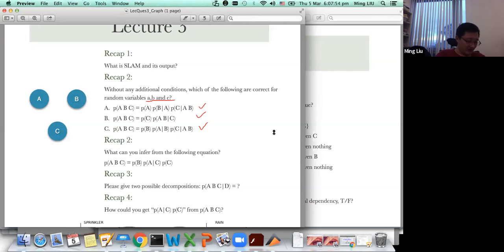So what you can infer from the following equation, P(A,B,C) is P(B) times P(A given C), P(C). So what do you have? That means P(A given C) and P(C), this is P(A,C), right? So that means A and C is one event, and another event is B. These two events, they are independent.